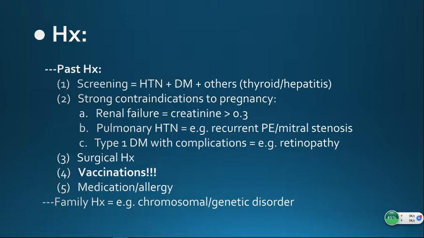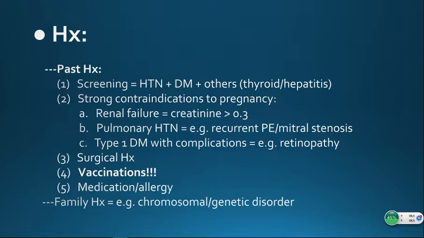And then the past medical history. The important thing is basically to see if there's any medical condition that might impact on your pregnancy that's otherwise avoidable with good control, and also if there's any strong contraindications to pregnancy. So screening questions might be, do you have hypertension, diabetes, other things like thyroid disease, hepatitis, and there's a few strong contraindications to pregnancy as well.